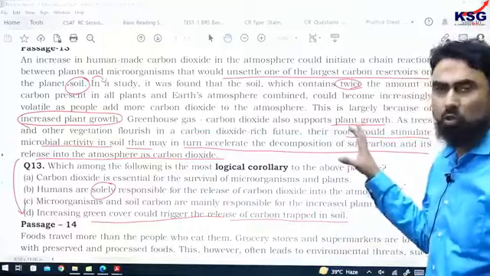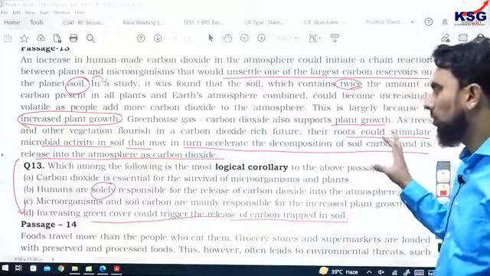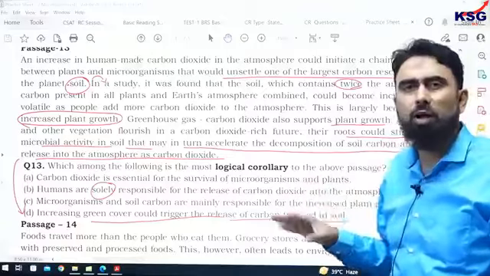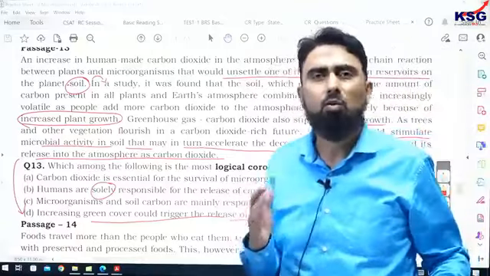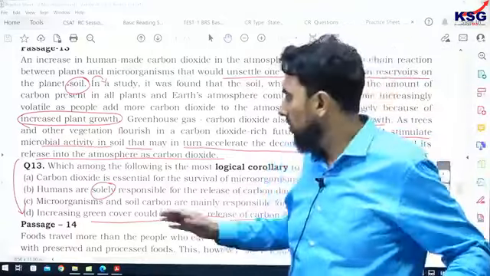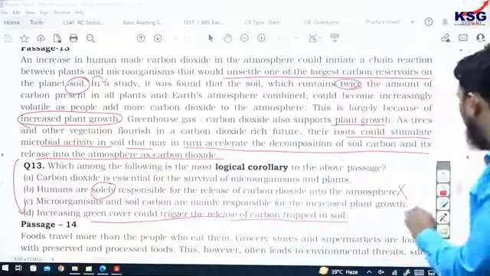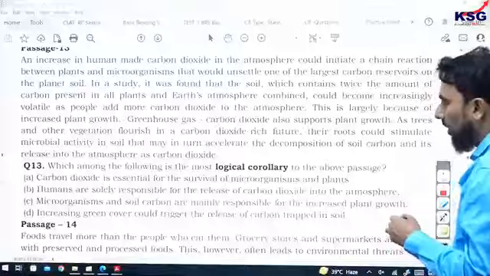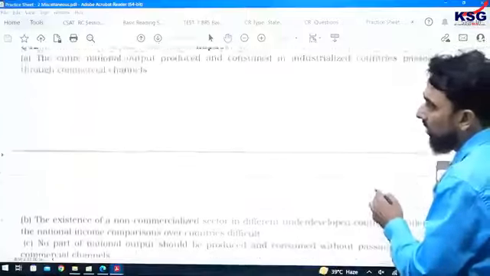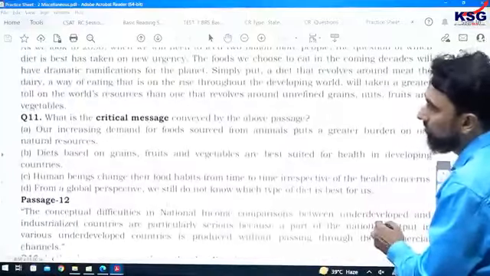So you understood this? I mean, you missed the main point. I have repeatedly said that don't miss the main point. Your option D is just based on that. Other options are just connected to any other point. I'll address your question in a while. Passage 13.